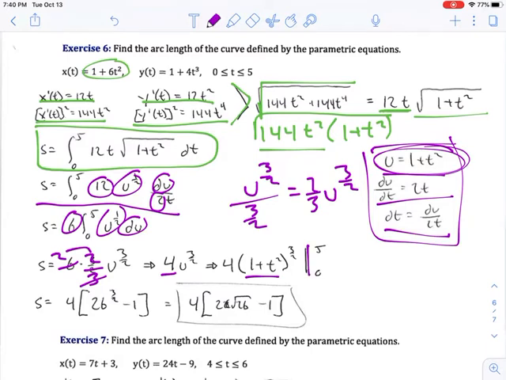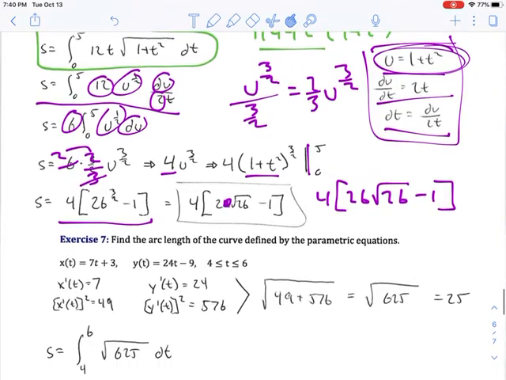Now it's just plug and chug. We end up with 4 times the quantity 26 to the 3/2 power minus 1, which you can simplify. This, by the way, is a 6. That is 4 times 26 radical 26 minus 1. That's as good a way as any to write it.